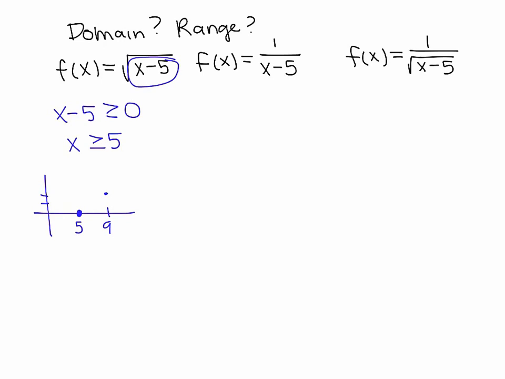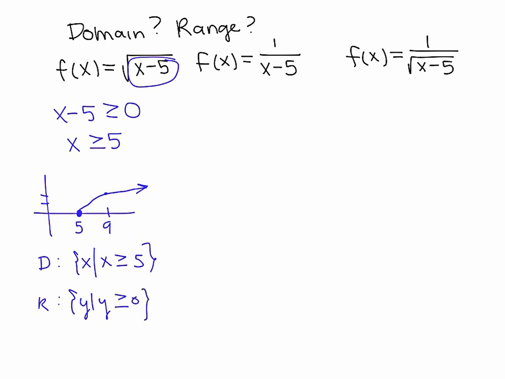So you know generally this function is going to be increasing as x is increasing. So we can say the domain of this function is x such that x has to be greater than or equal to 5. The range of this function, all of my y values, will be greater than or equal to 0. So y such that y is going to be greater than or equal to 0.